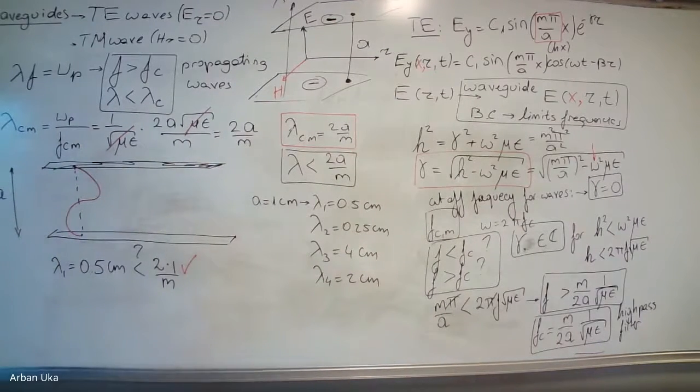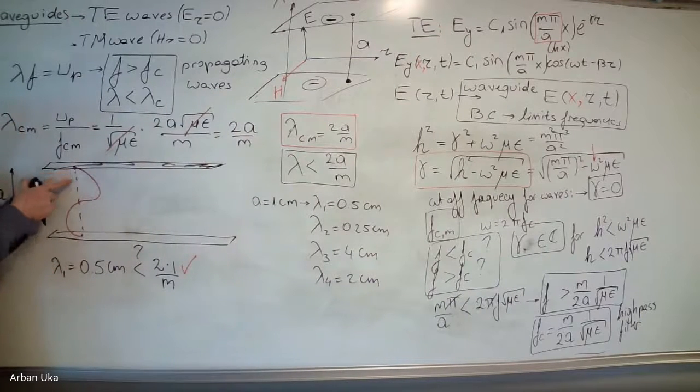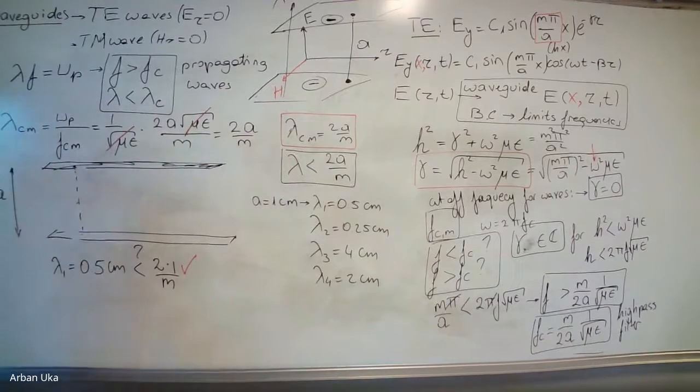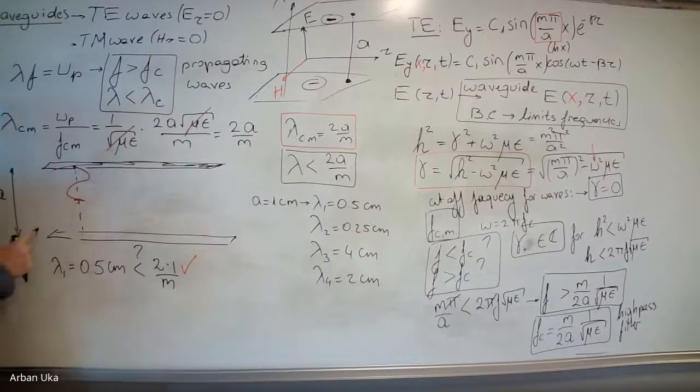Is this correct? No, it's not correct. Because this wavelength, if we draw it like this, means that this is 1 centimeter, but it should be half of that. Let me correct this one. So this is 1 centimeter, this is 0.5, and this is wavelength 0.5. And again, okay, so this would be a wavelength which apparently fits into the waveguide.